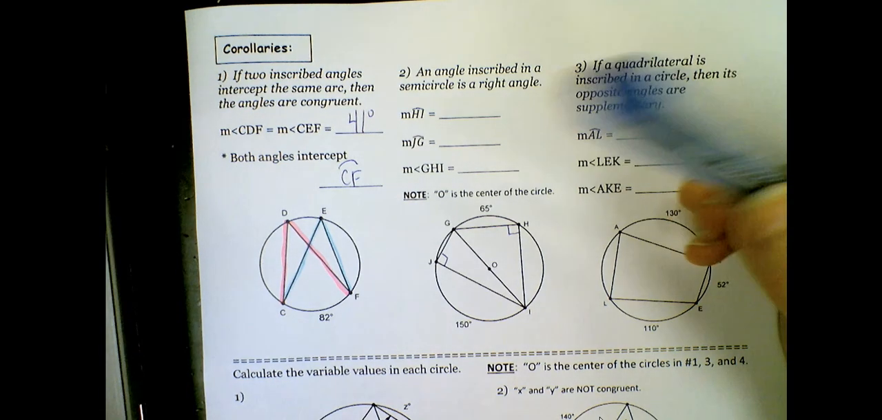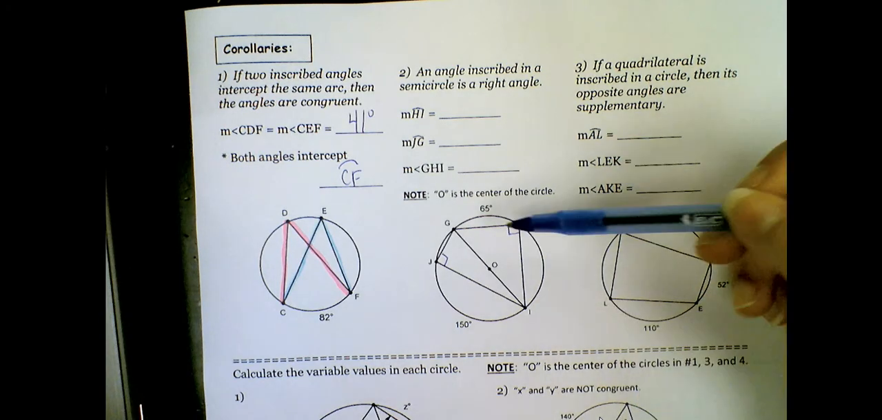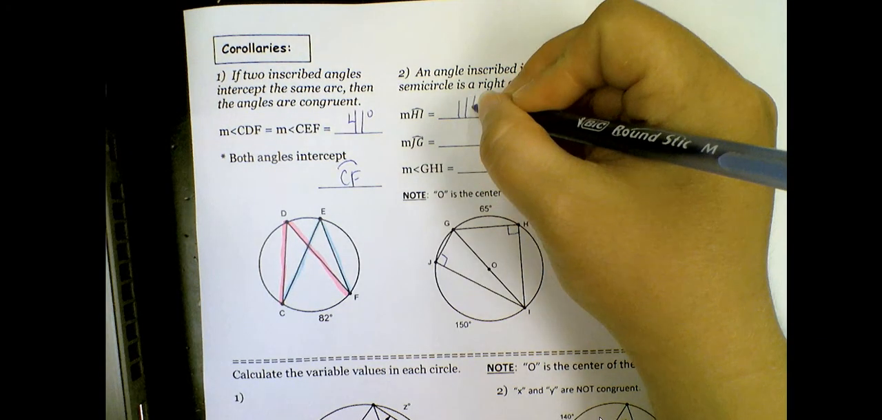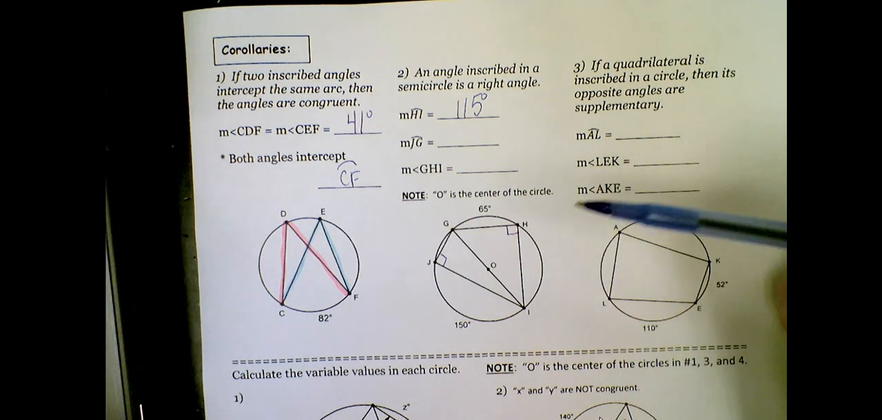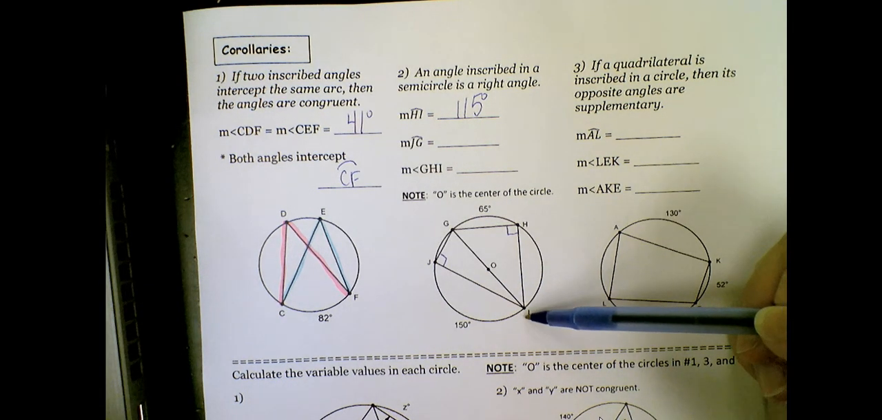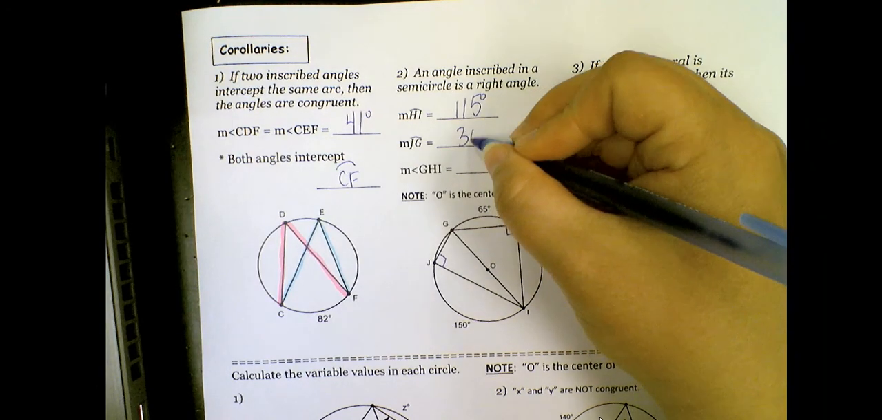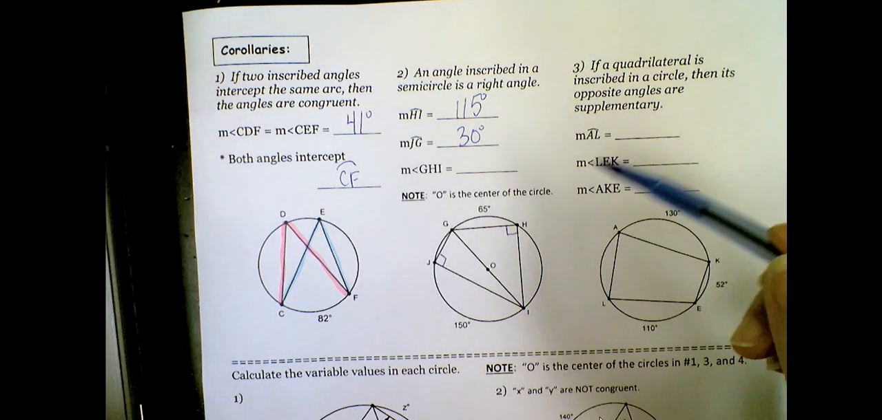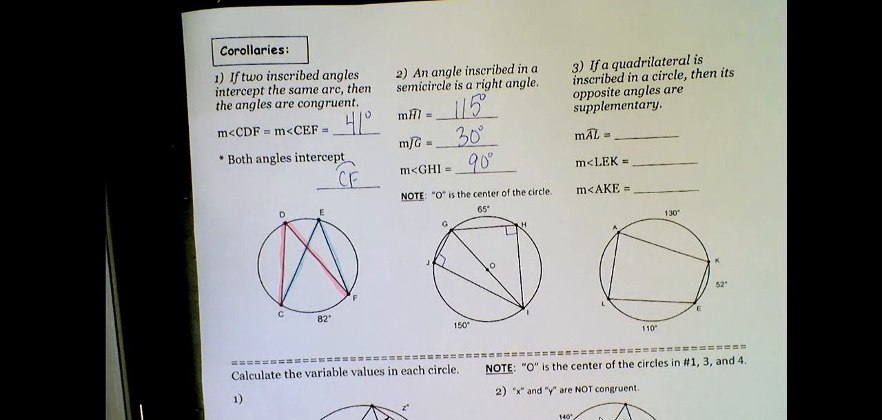So let's find what they're asking here. The measure of arc HI right here, well, we know this is a semicircle, so it's 180, and 180 minus 65 is going to be 115 degrees. We can do the same thing to find GJ. This semicircle is 180 minus 150 would give us 30 degrees for JG. And then the measure of angle GHI would be 90 because it's inscribed in a semicircle.